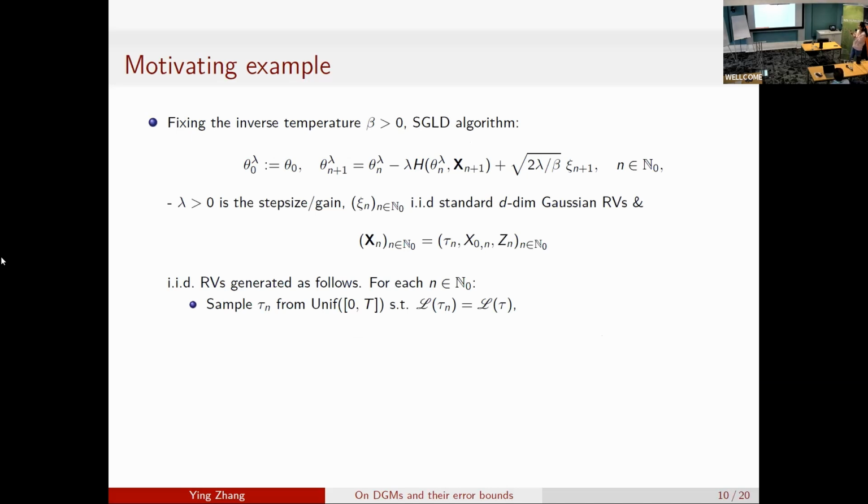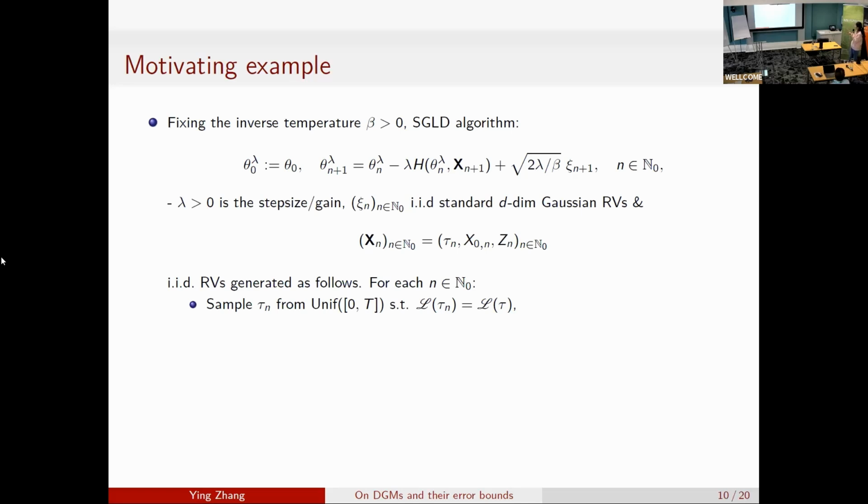This should not be confused with the step size for the Euler-Maruyama scheme in the backward process. So we have lambda to be the step size of the SGLD algorithm, and ξn is the sequence of standard Gaussian random vectors, and beta is the inverse temperature parameter.